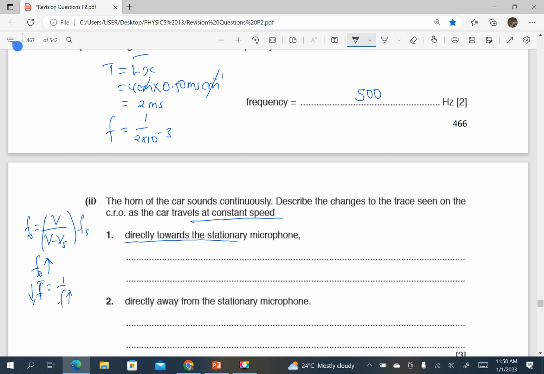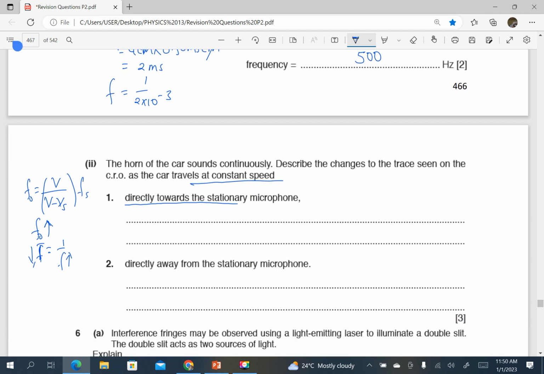Of course, when the source is moving towards the observer, the amplitude increases, because we know that intensity is directly proportional to amplitude squared, and we also know that intensity is inversely proportional to the square of the distance from the source. So whenever the source distance becomes smaller, the intensity increases, and when the intensity increases, the amplitude increases, and amplitude is loudness.